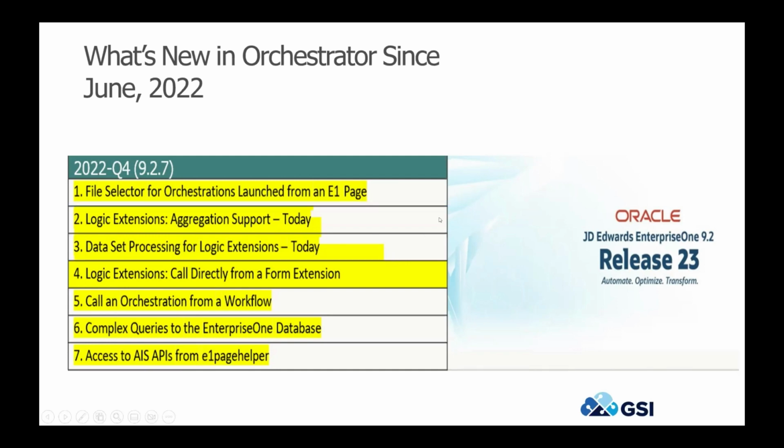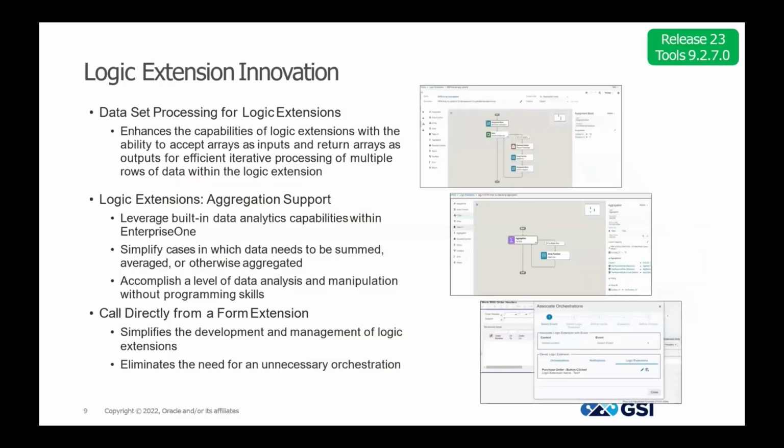Basically allowing you to do easy aggregations. There's actually an icon within the logical extensions to do aggregations. And then as you do the data set processing for the records as the aggregation is being performed, they've added math functions allowing you to do calculations and build your analytics right within the logical extension.